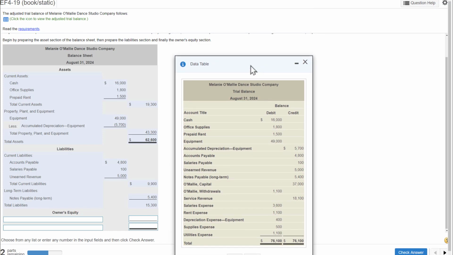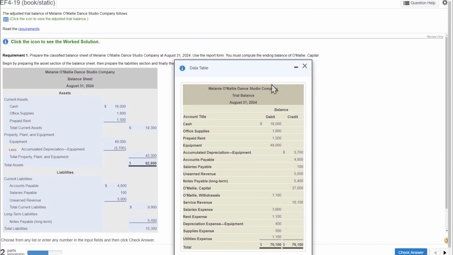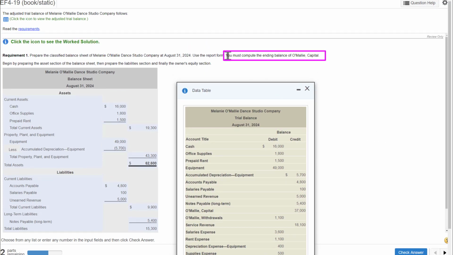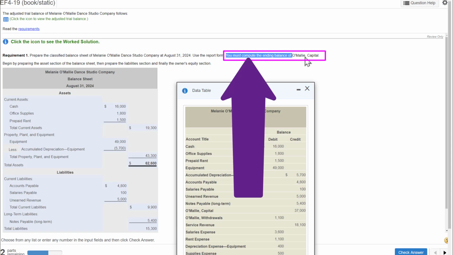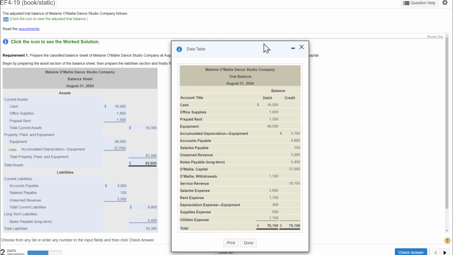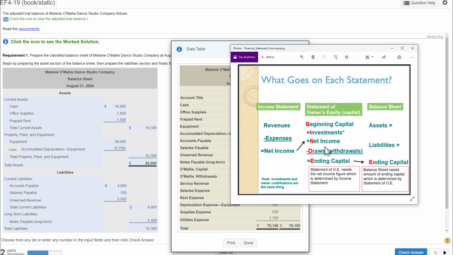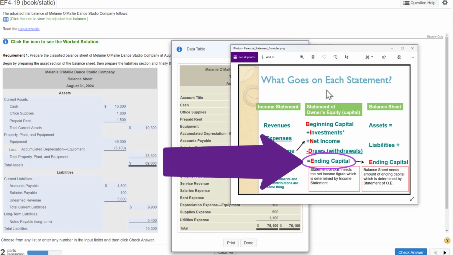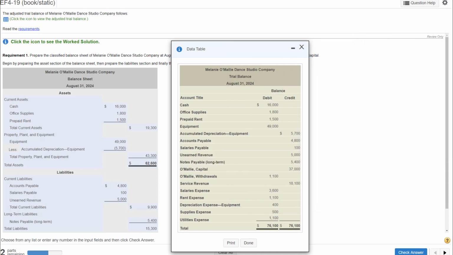Okay, now alert, alert, alert. A lot of you are going to miss this point because you're not paying attention. It says you must compute the ending balance of O'Malley Capital. Again, like I mentioned before, in the real world, you don't have to compute it because you would take the ending capital from the statement of owner's equity and input it over here in the balance sheet. That would make it balance. However, they don't give us a statement of owner's equity, so we must back our way into that.